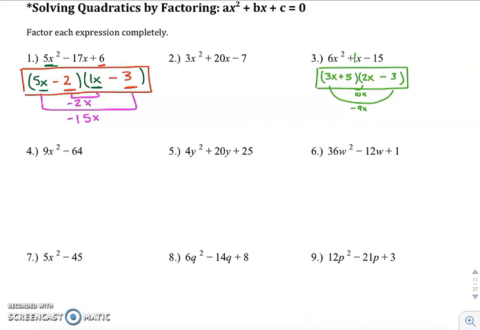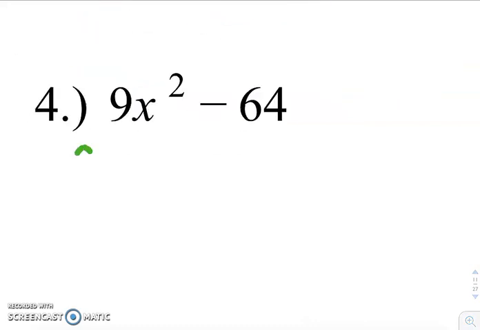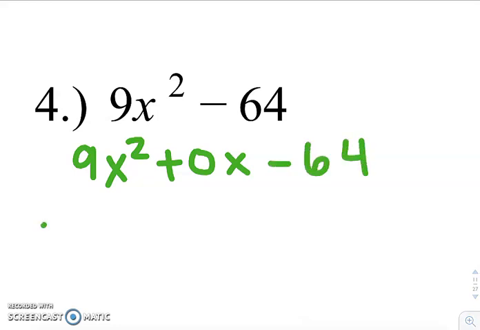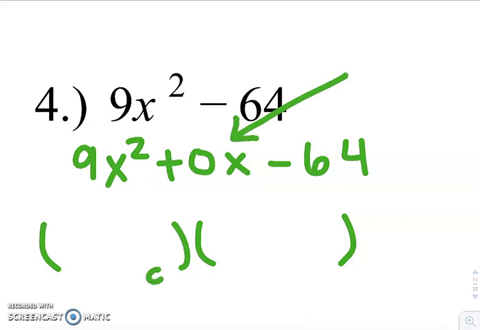So 9x squared minus 64. I don't know if it's helpful, but you can put a filler term in the middle there for your b. So if there's no x term, you can write 0x if that's helpful to you. So here's the thing with a binomial, like two terms where you have a 0 in the middle. If you have a 0 term, these two numbers have to be the same but opposite signs. So it has to be like a negative 4 and a positive 4, or a negative 3 and a positive 3. That's the only way that you're going to add to get 0.